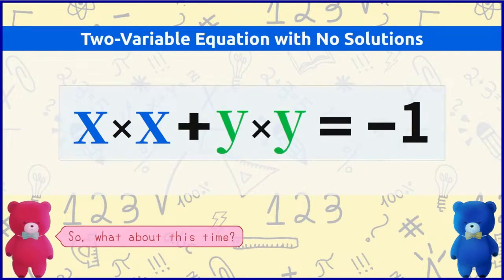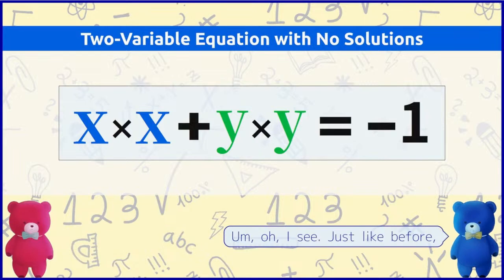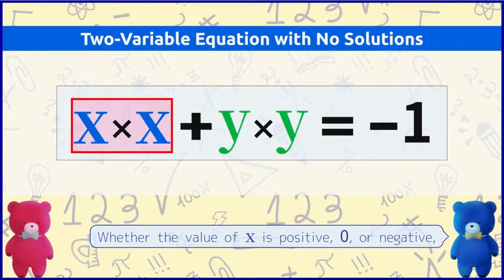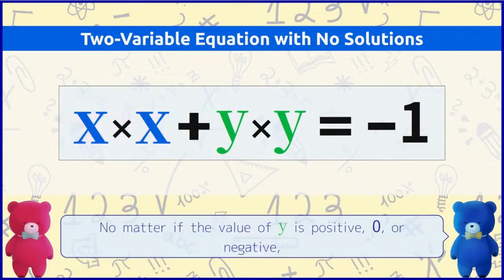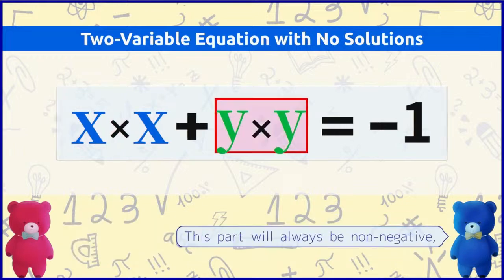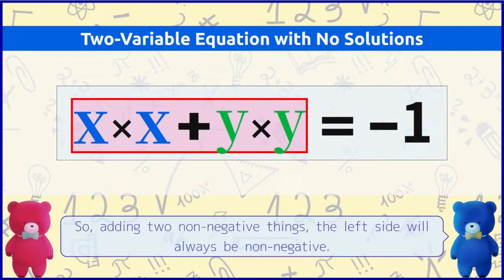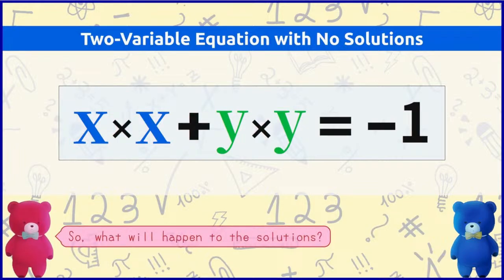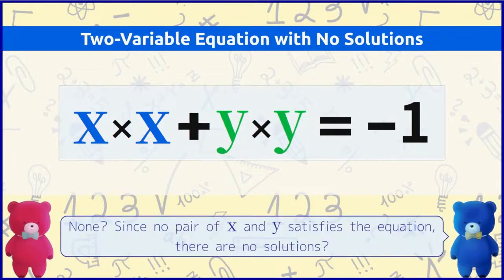So what about this time? I see. Just like before. No matter if the value of x is positive, 0, or negative, and no matter if the value of y is positive, 0, or negative, this part will always be non-negative. So, adding 2 non-negative things, the left side will always be non-negative. So what will happen to the solutions? Since no pair of x and y satisfies the equation, there are no solutions.